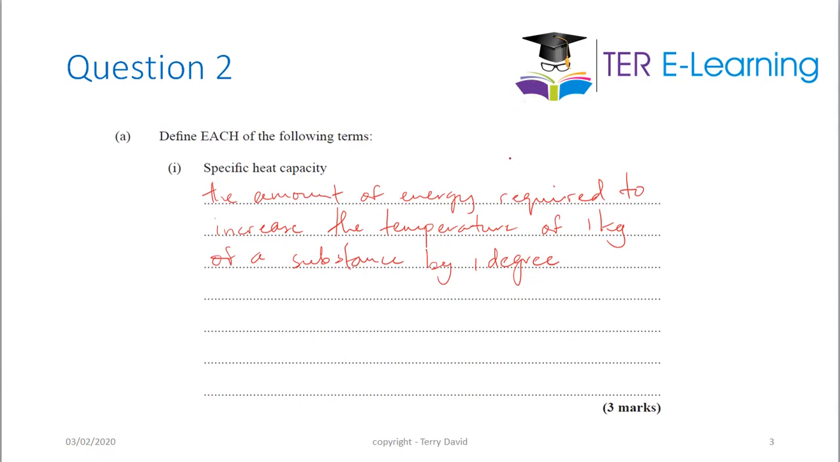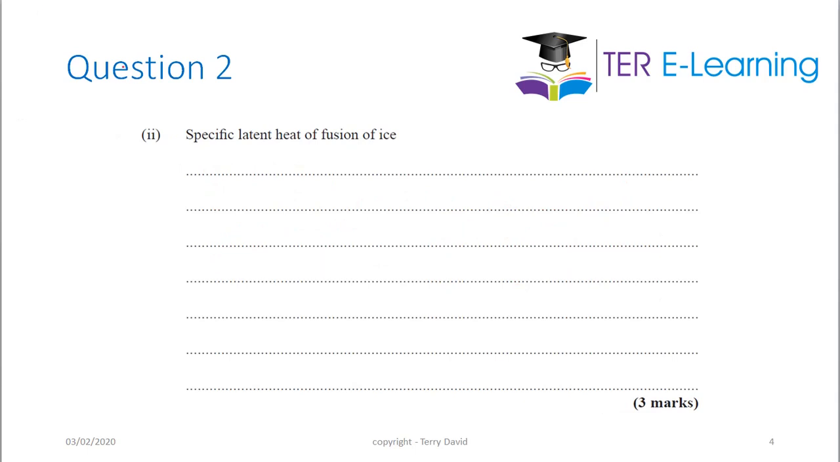So it's the amount of energy required to increase the temperature of 1 kilogram of a substance. You need to indicate 1 kilogram in order to get the mark, of a substance by 1 degree. That 1 degree can either be degree Celsius or degree Kelvin, right? Because a change in temperature of 1 degree Celsius is the same as a change in temperature of 1 degree Kelvin.